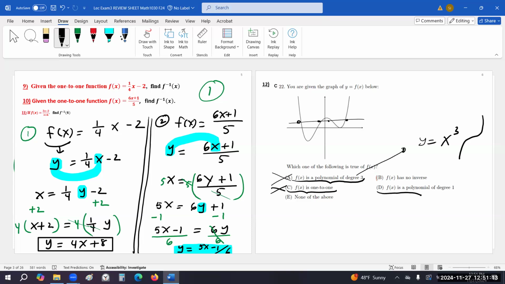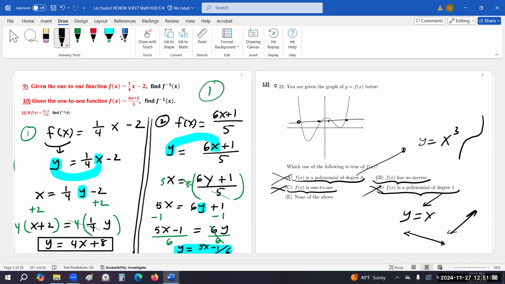Let's go to D. D says it's a polynomial with degree 1. What type of polynomial has degree 1? Linear. Something like y equals x. So it's a line, either this way or this way. Is it a line? No. Then none of the above. We ignore that for now. We go to the option B.